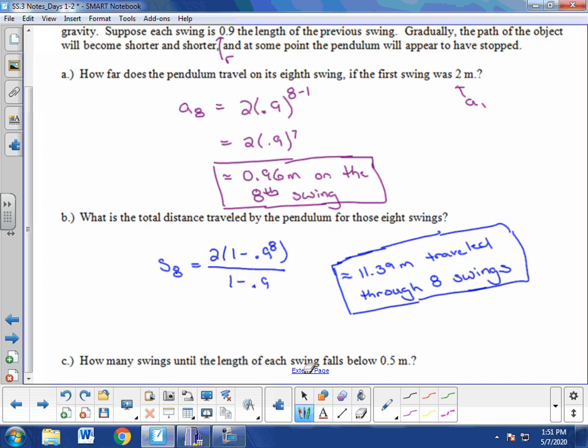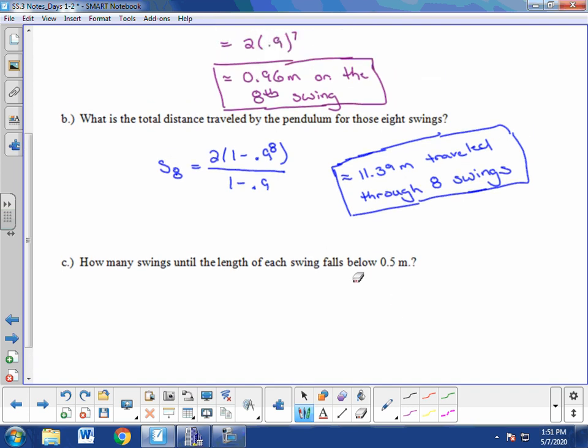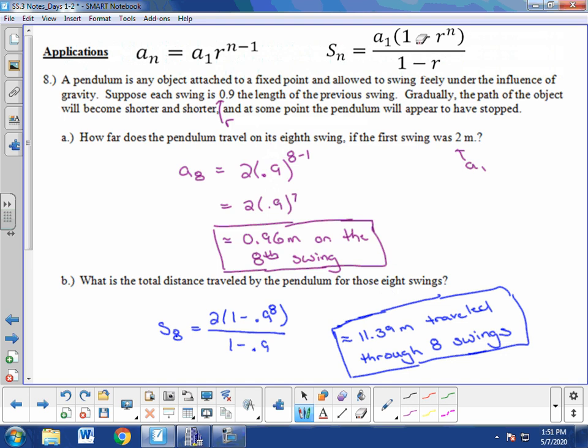Now finally, the last question says, how many swings until the length of each swing falls below 0.5 meters, below half a meter? So in this instance, it doesn't tell us how many swings we're looking for. We're trying to figure out the number of swings, so basically, we're trying to find n. It's giving us some information: the length of a single swing needs to be below 0.5 meters or 1/2 meter. So it's not a sum. It is the length of a single swing.